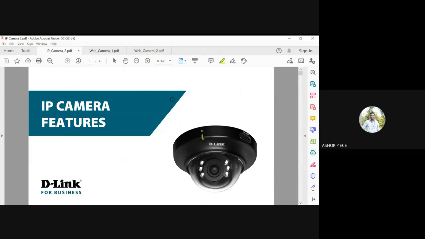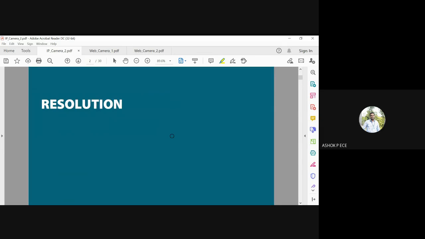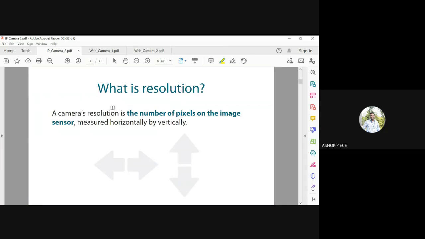Second one, IP camera. So we are going to see specific to D-Link. The specifications of IP camera we are going to see with respect to this company called D-Link. First, we are going to see what all parameters are there for an IP camera.